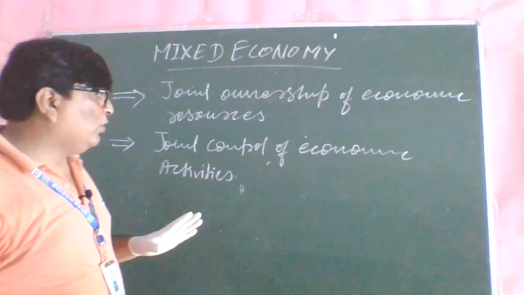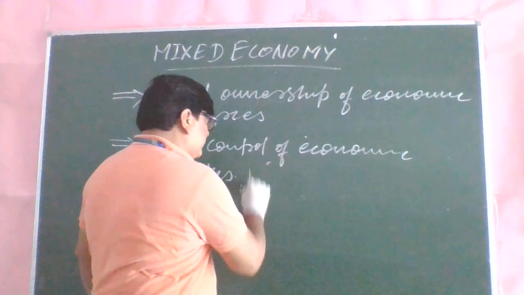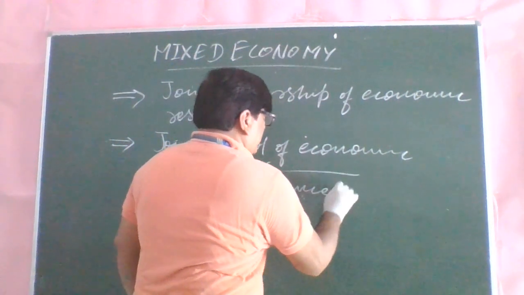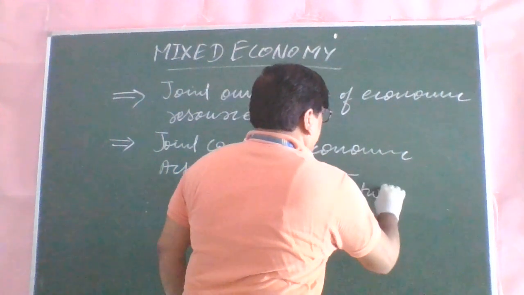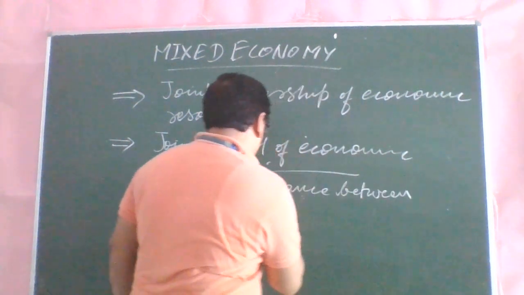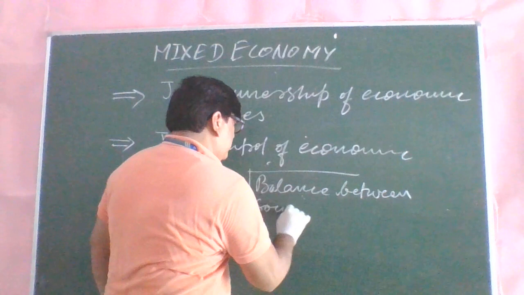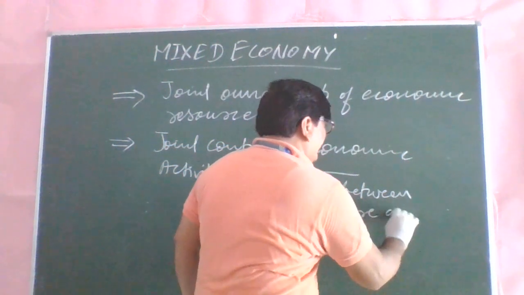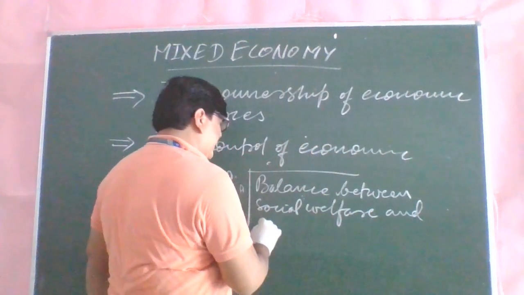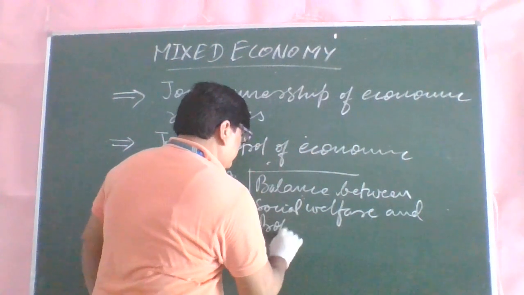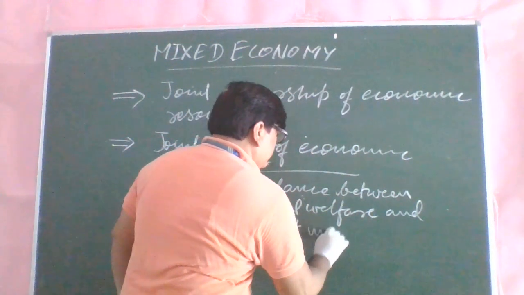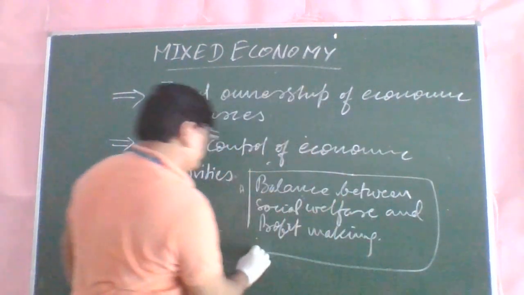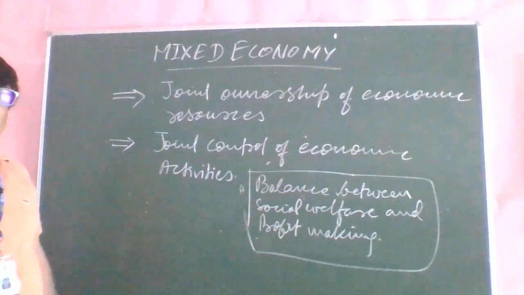और इसका ऑब्जेक्टिव क्या होता है? तो एक बैलेंस, क्या बैलेंस between social welfare and profit making. ये सोशल वेलफेयर और प्रॉफिट मेकिंग के बीच में एक बैलेंस है.